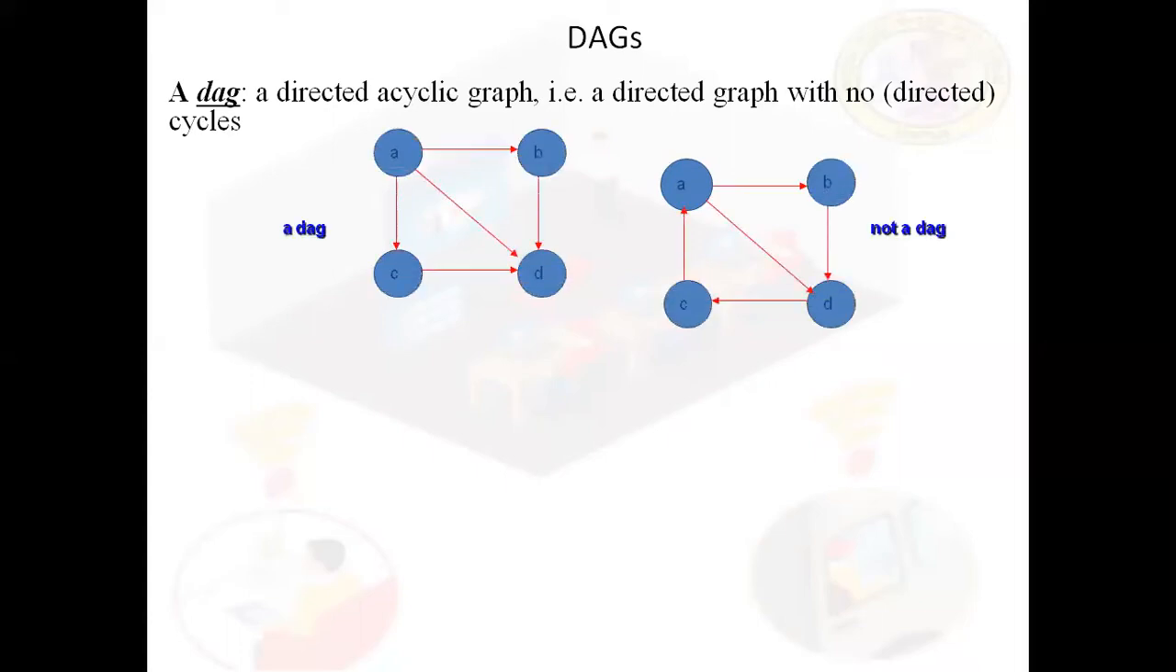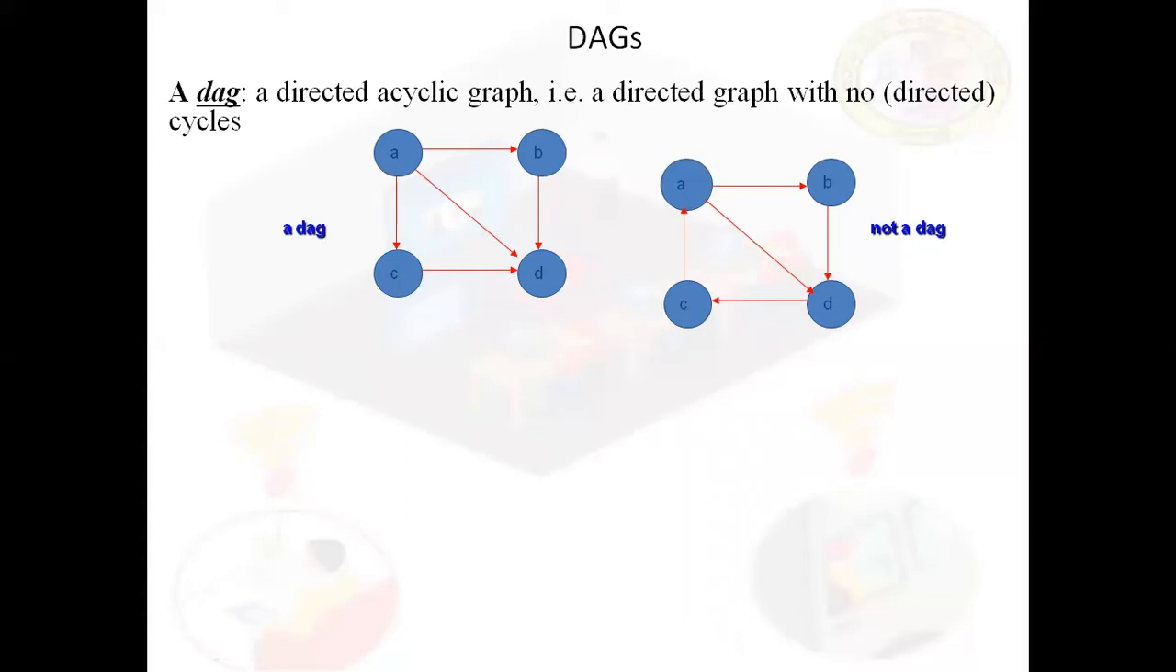As we can look at this example, in the first example we have edges from A to B, B to D and A to D. There is no cycle anywhere. Any path is not forming a cycle here. That's why we call it a directed acyclic graph.